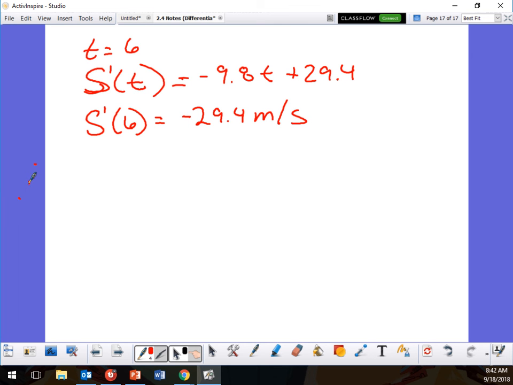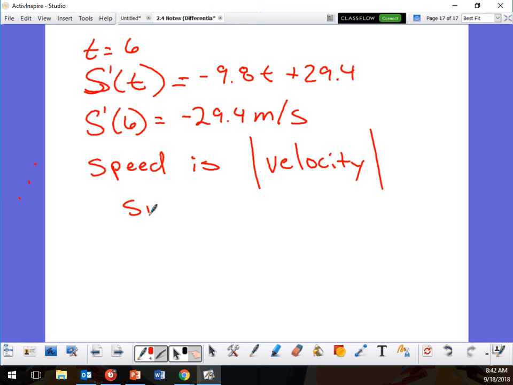But now I said that the speed is the absolute value of velocity. So my speed is positive 29.4 meters per second. So when it hits the ground, it's going pretty fast. 29.4 meters per second. A meter is more than a yard, so in terms of yards, it's going about 30 yards every second at that current second right there.